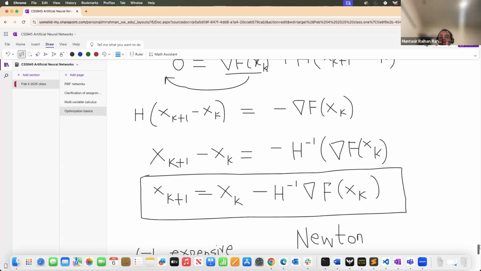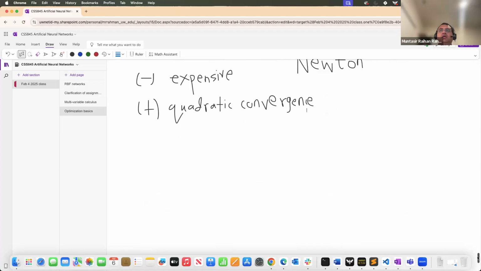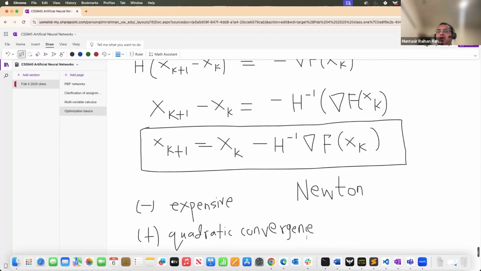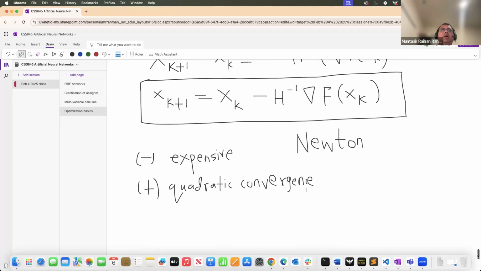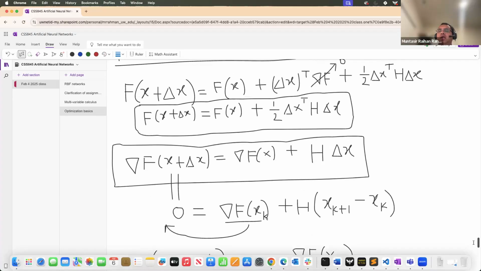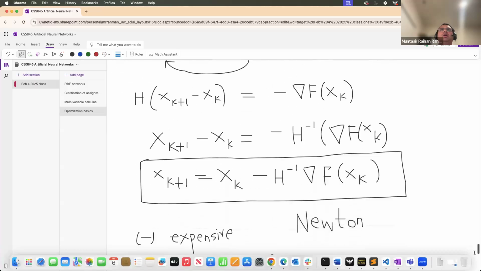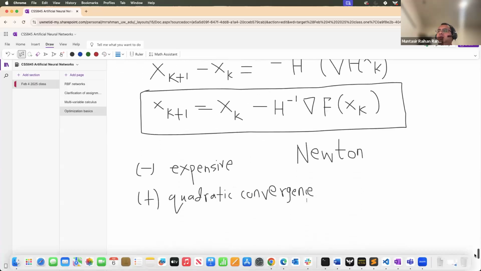We still have a bit more to talk about optimization, so we're going to continue that next class, and after that we'll start backpropagation. If there are no more questions, I think we can end here today. That's all for today, the end of today's class.